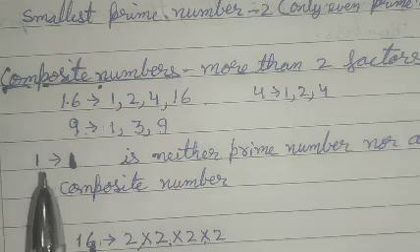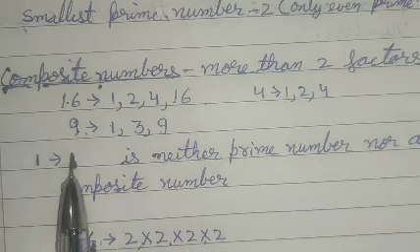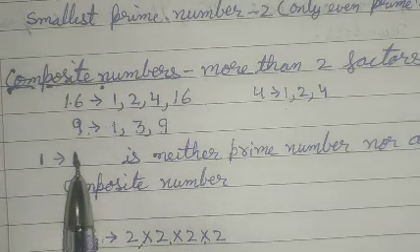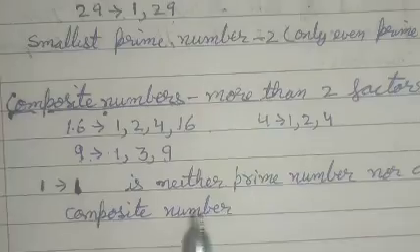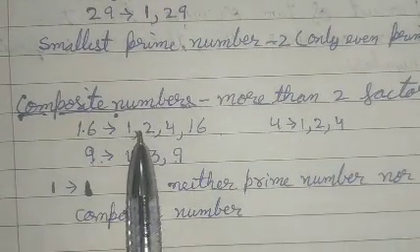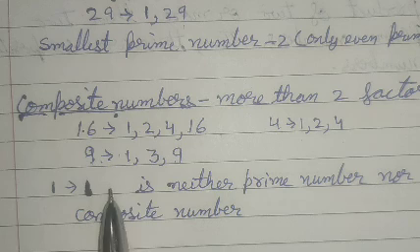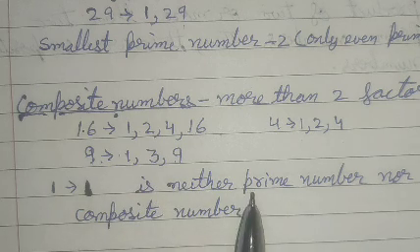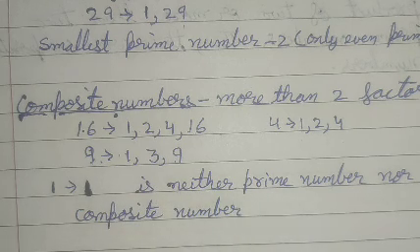Now 1, it has only one factor, that is 1. That means it neither follows the definition of prime number nor the definition of composite number. So 1 is neither a prime number nor a composite number. So you will never write 1 as prime or composite.